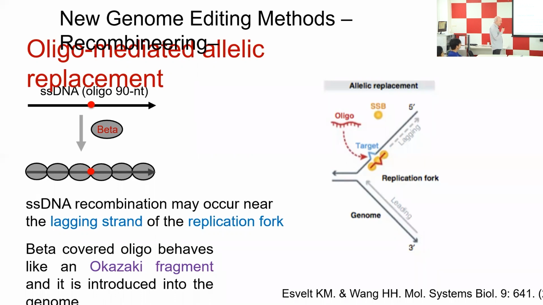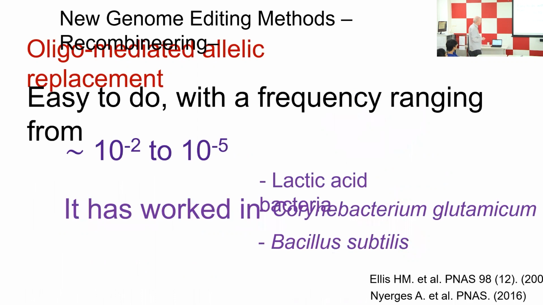So conceptually, I think this is much easier to understand: if you want to enter a specific mutation in a place of the genome, then you prepare an oligo that carries that mutation, and then at some point, while cells are growing, you invade the cells with the oligo, and the oligo will find its way to its target, and then the mutation will be inherited. Okay, so this is what is called oligo-mediated allelic replacement, and it is very easy to do from a technical point of view, and the frequencies are very, very high.